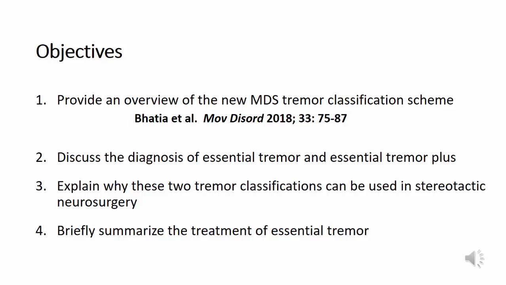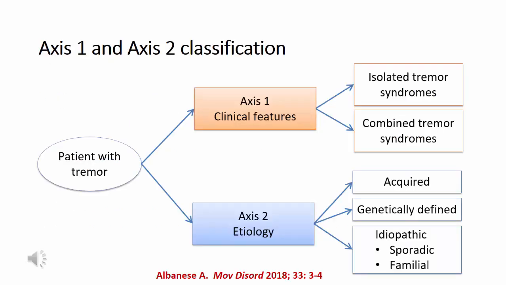The new tremor classification scheme of the Movement Disorder Society has two axes of classification. Axis 1 is based on clinical features and Axis 2 is etiology. This is the same approach used in the classification scheme for dystonia. Axis 1 classifications are based almost entirely on the clinical examination. The characteristics of tremor and other clinical signs will usually reveal a well-known tremor syndrome, such as essential tremor.